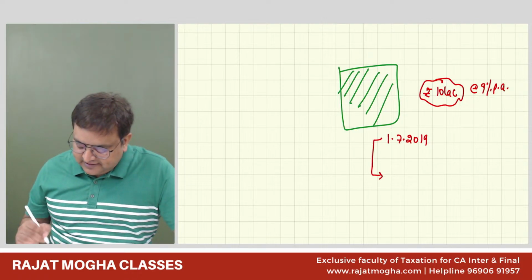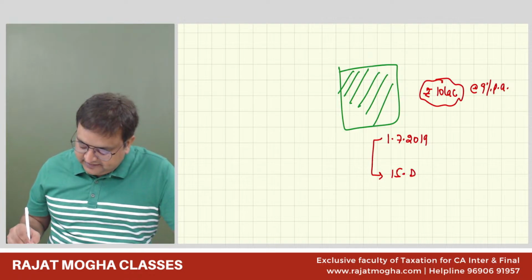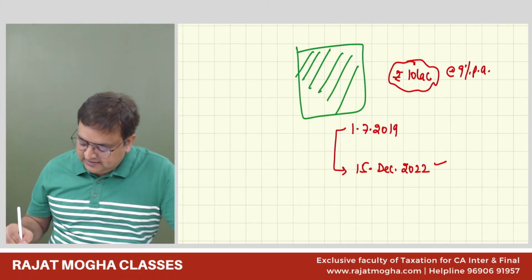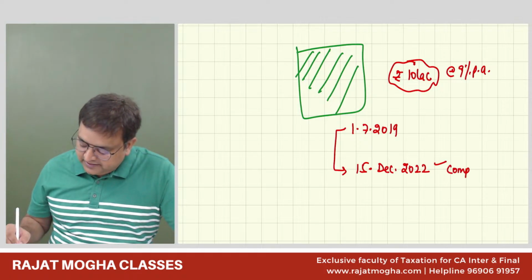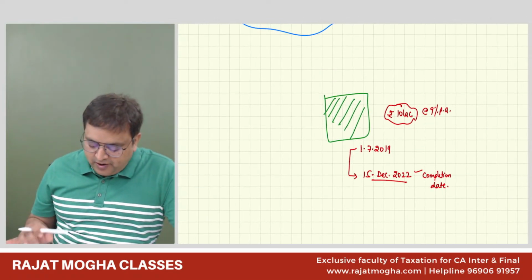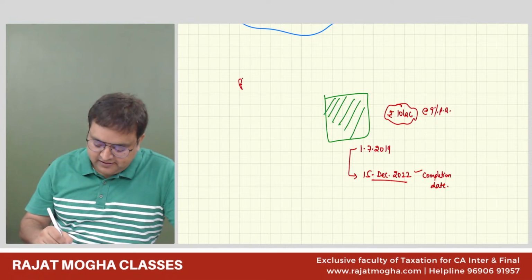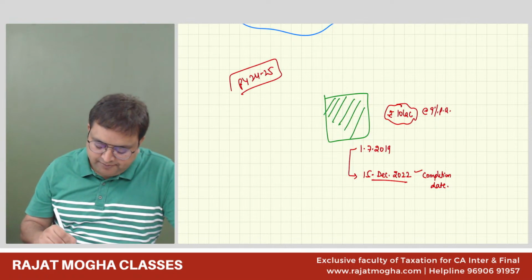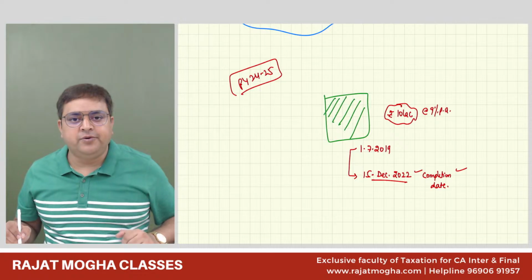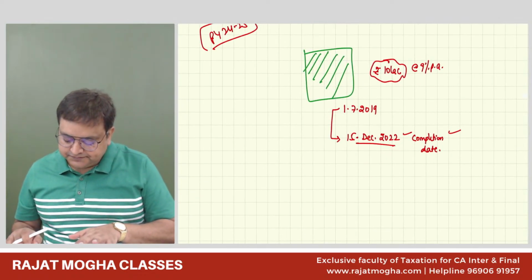Your construction gets completed on 15th of, let's say, December 2022. This is the completion date. Your house is completed on this date. Now, you are computing the house property income of previous year 24-25. Your house was already completed 2 years back in December 2022. Now, what will you do?